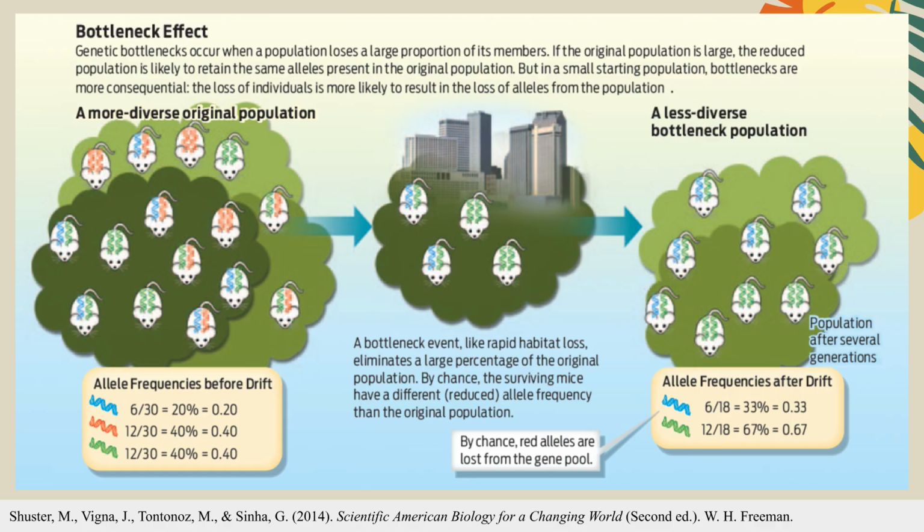This diagram shows how the bottleneck effect alters allele frequencies. The original population is genetically diverse. A bottleneck event removes many individuals, and the survivors carry only some alleles. Because survival is random, the frequency of alleles in the surviving population differs from the original one. Over generations, these new frequencies become established. This change is not driven by adaptation or natural selection.